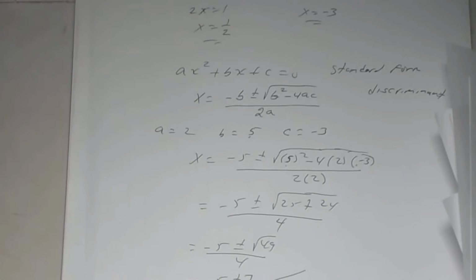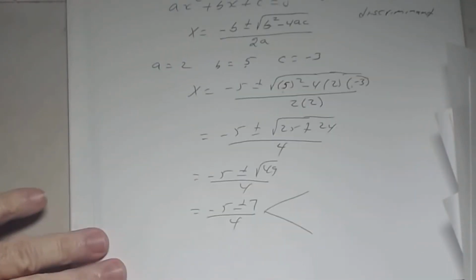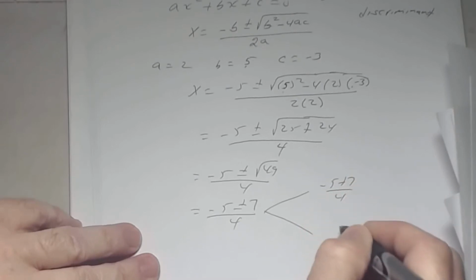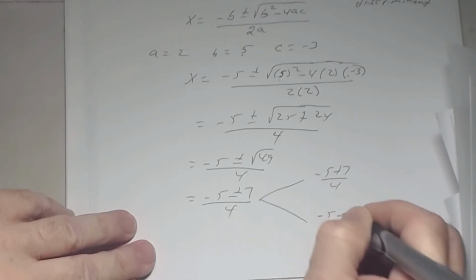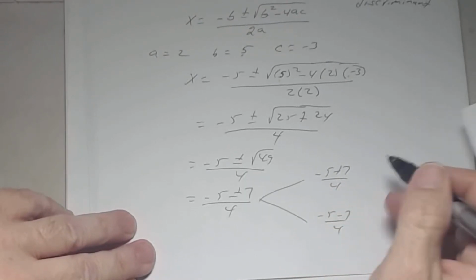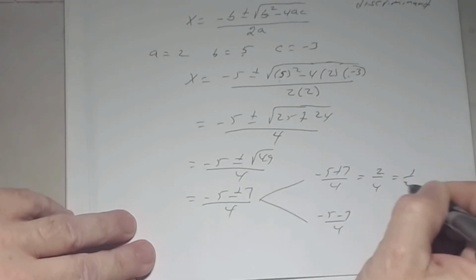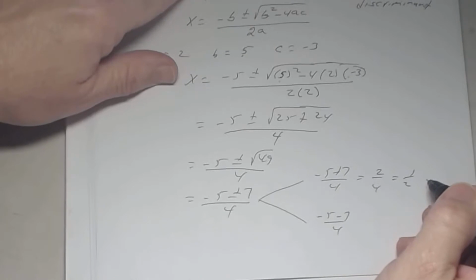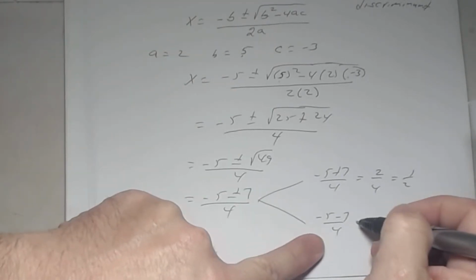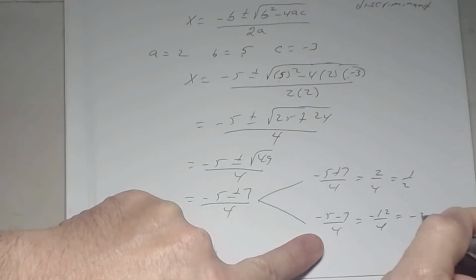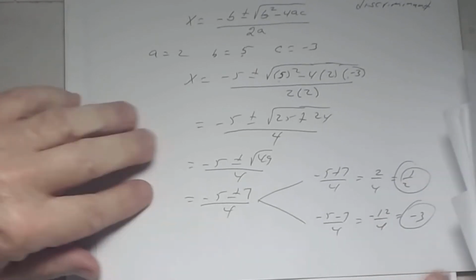And then you split it apart. So you get -5 plus 7 over 4, and -5 minus 7 over 4. What's -5 plus 7? 2. And what's 2/4? 1/2. What's -5 minus 7? -12. Over 4, which is what? -3. So there are your solutions.